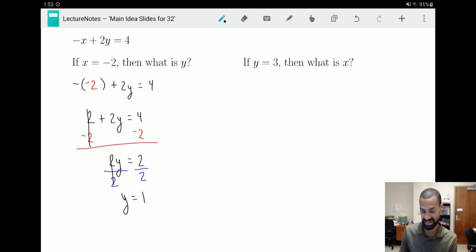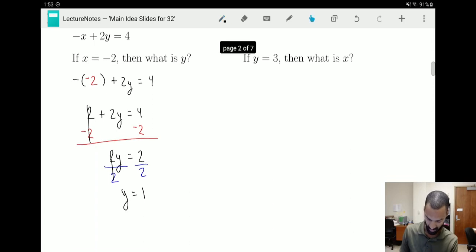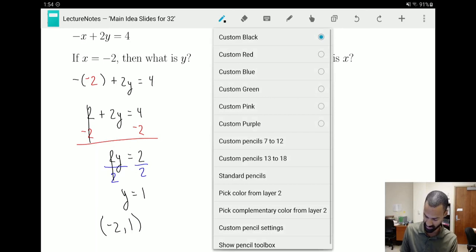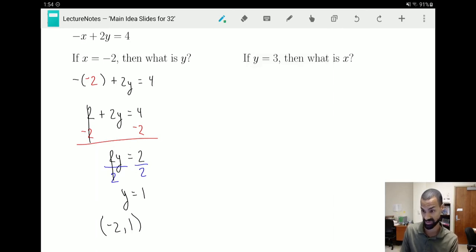So when x is negative 2, y is 4. I'm sorry, y is 1, not 4. I got the 4 from up here. Okay, so if you plug in negative 2 for x, the result is y is 1. You can actually see this play out. Let's plug those numbers in and see if they actually do what I said they're going to do.